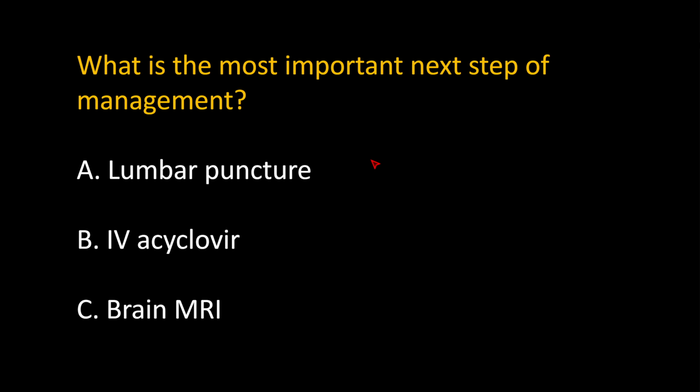So now the question is, what is the most important next step of management? And this question is actually nice because it brings our white matter diseases lecture in the context of our spinal cord lesions lecture. So the options would be A, a lumbar puncture, B, IV acyclovir treatment, or C, brain MRI. And as you see, the correct answer would be C, brain MRI, as the best next step of management.